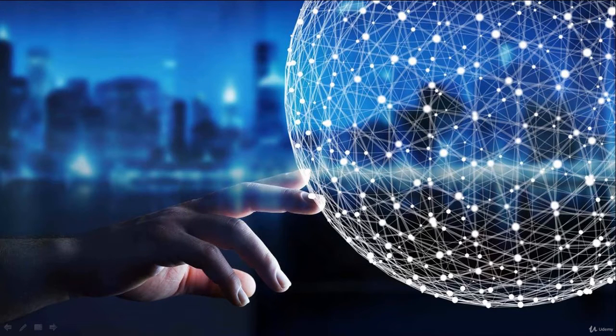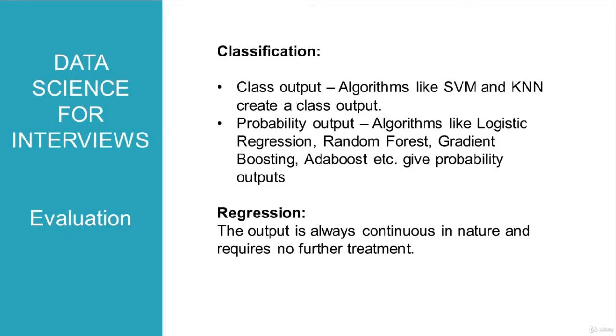Evaluating your machine learning algorithm is an essential part of any project. In order to evaluate a model, first understand the output class of the algorithms. If we have classification problems, then we use two types of algorithms, which depend on the kind of output it creates. The first is the class output, which algorithms like SVM or KNN create.